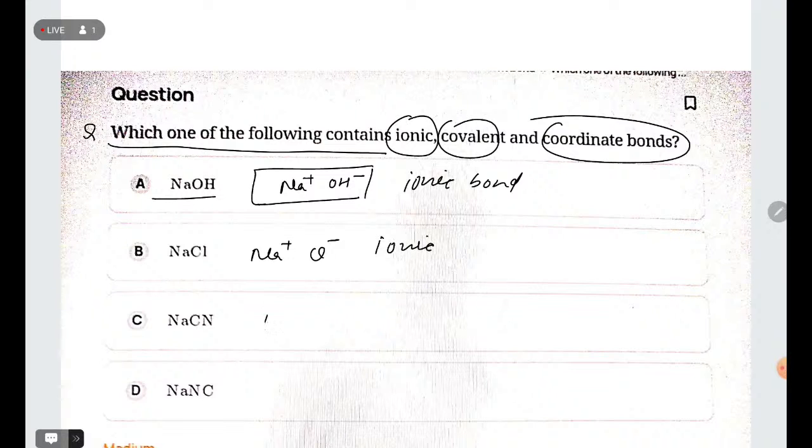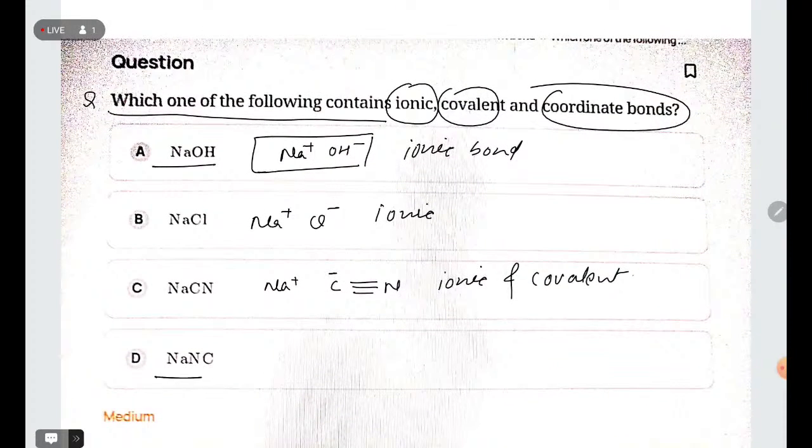If we talk about NaCN, so Na, C triple bond N is there, and here is the plus, and this is going to be minus. So that is ionic and covalent. But here they are asking for ionic, covalent and coordinate.